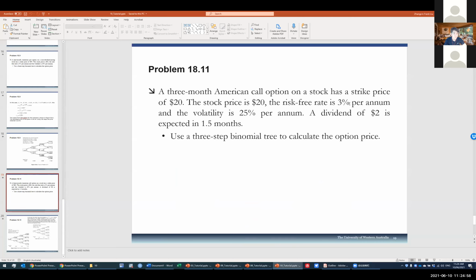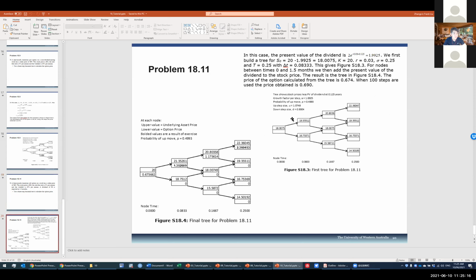In this particular question, which is now using a call, but that's the same as a put, it just changes the payoff function. We have a 3-step tree, 3 months. Again, that means each step is roughly 1 month.